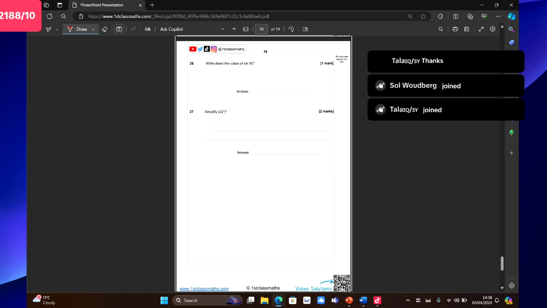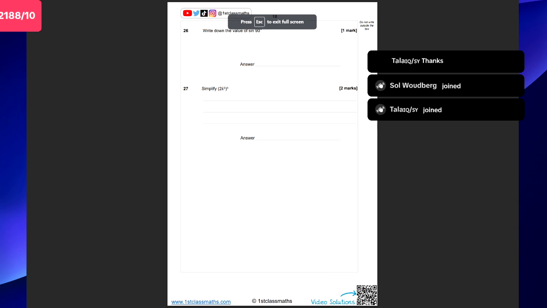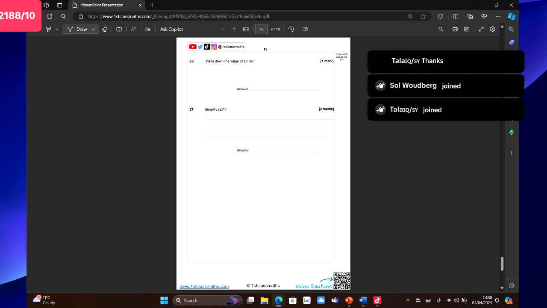So we need to actually finish the paper. Right, write down the value of sine 90, so exact trig values. So sine 90 is just equal to 1. This topic here is exact trig values, so learn your exact trig values for higher and foundation.